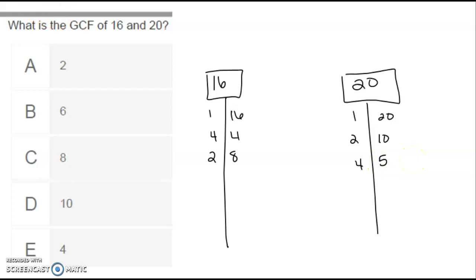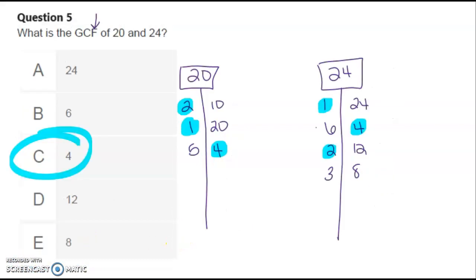Okay, so let's look at the ones they have in common. They both have 1s. They both have 2s. They both have 4s. Yep, that's it. Okay, once again, we're looking for the greatest common factor. So the greatest number that they have in common is the number 4.